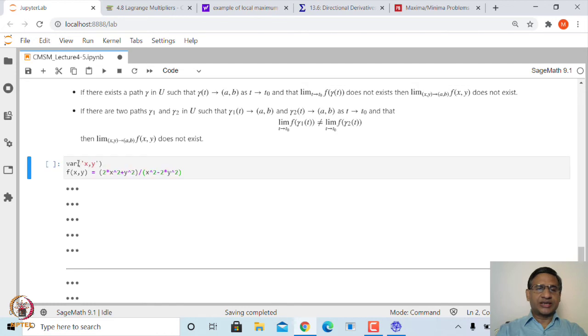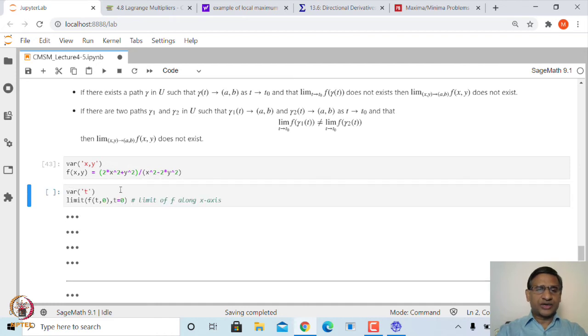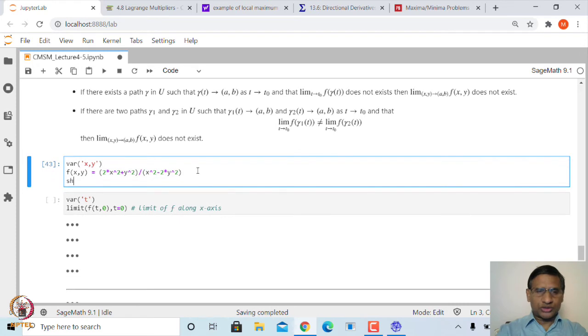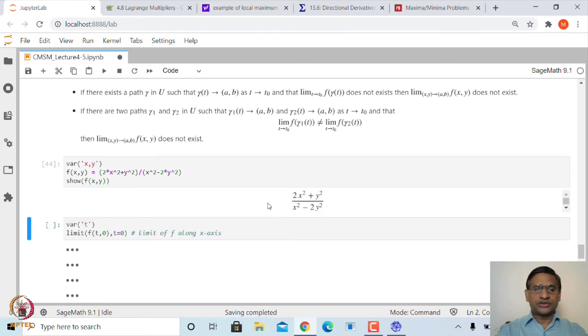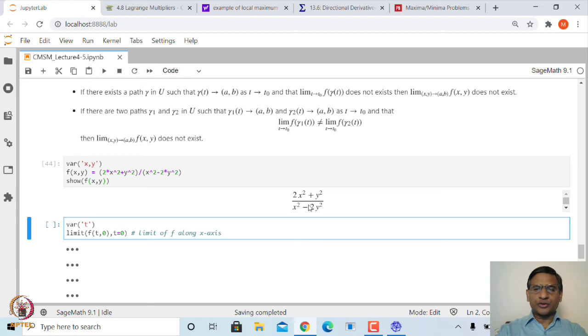Okay. So, let us take an example. Suppose f(x,y) is equal to (2x squared plus y squared) upon (x squared minus 2y squared). Now, if you look at this function, let me just show you what this function f(x,y) is. And suppose we put y equal to 0, that means the limit of f(t,0) as t goes to 0.